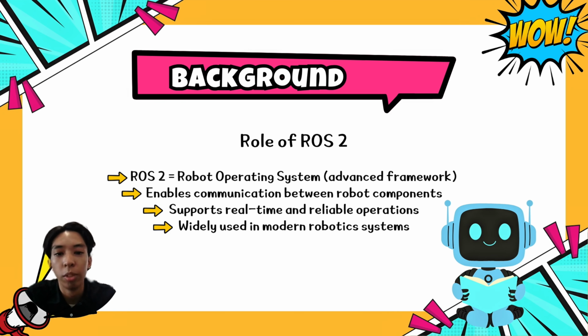So now, moving on to the background of our project. A key component is the role of ROS2. ROS2 stands for Robot Operating System, which is an advanced framework that serves as the brain of the robot. It is vital because it enables seamless communication between various robot components. Furthermore, it supports real-time and highly reliable operation, which is why it has become so widely used in modern robotic systems today.